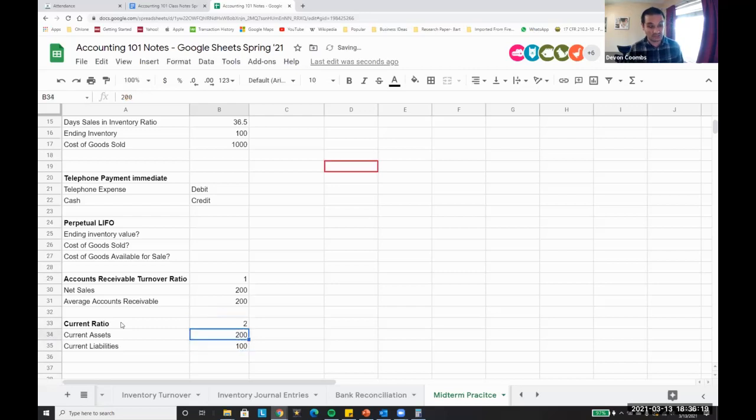I'm going to ask you questions like, what's advantageous? Is it having a higher current ratio or lower? We know that anything above 1 is good, right? Above 1 means we can pay our current debts.